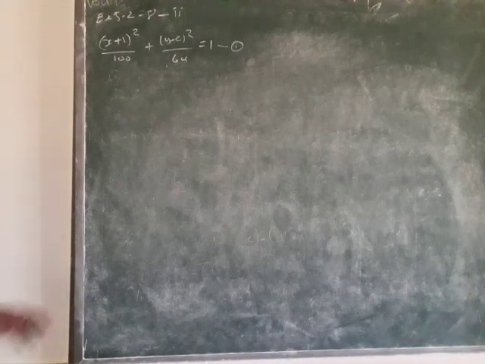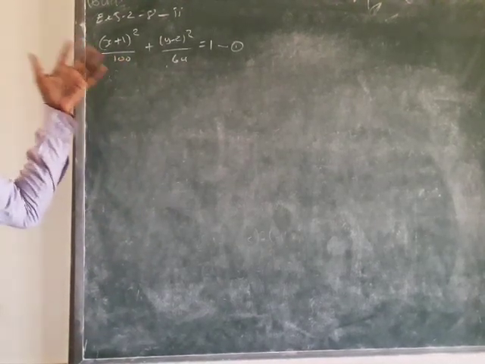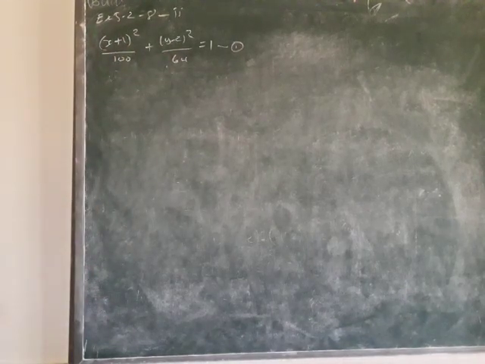So we are asked to find the equation of the ellipse. For the ellipse, they ask us to find the vertex, focus, everything. First, you can identify what type of ellipse it is. We have two types of ellipse: parallel to the x-axis and parallel to the y-axis.